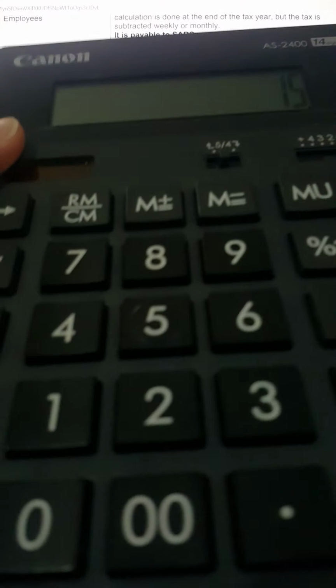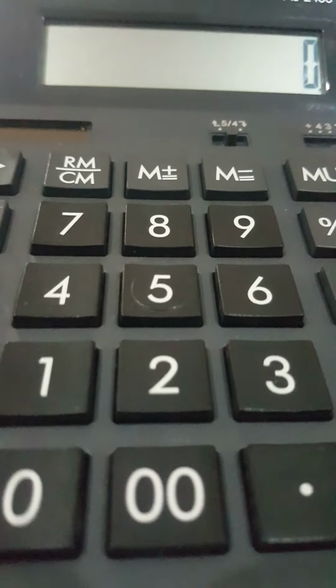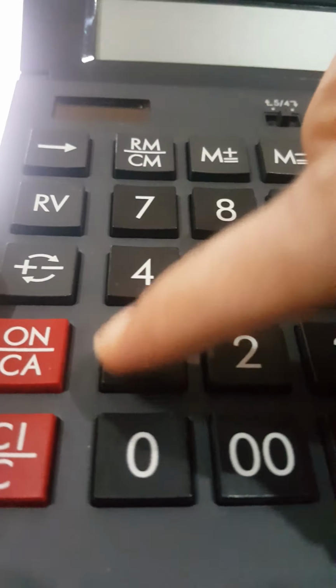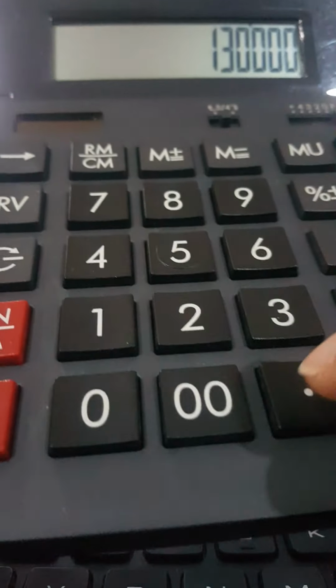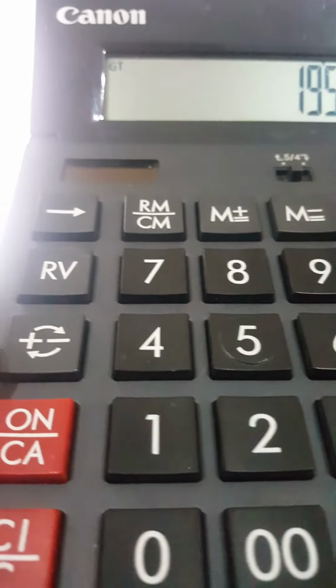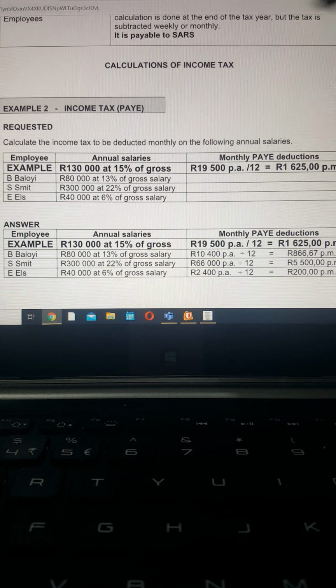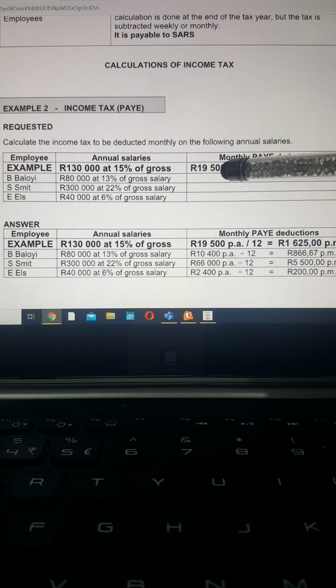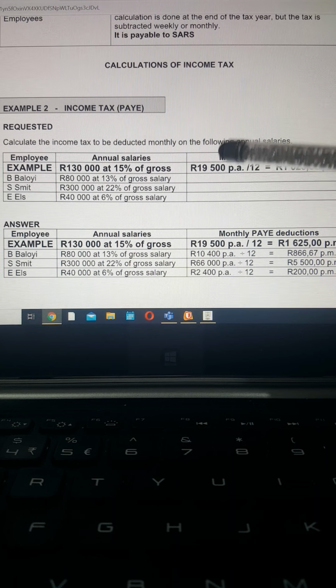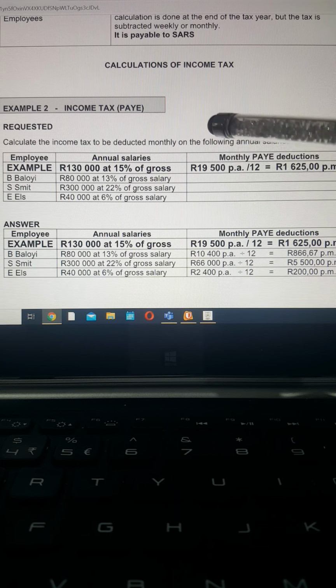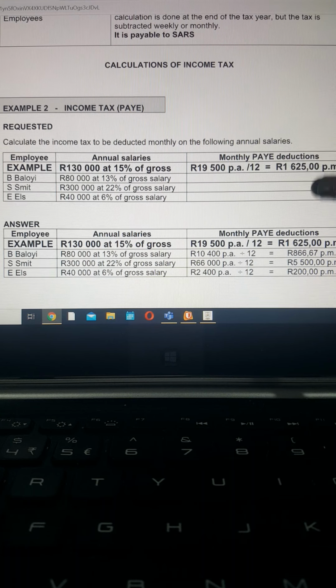So let me just show you on the calculator. See the calculator here, right? So I'm going to take 130,000 and I'm going to multiply it by how much? 15%. Okay, and what am I going to get? I'm going to get 19,500 Rand. So this is how they've worked out 19,500 Rand of tax for the whole year, right? They took 15%, multiplied it by the 130,000 Rand, and you're getting 19,500 Rand I have to pay for the whole year. So per month, I'm going to divide that by 12. I'm going to get 1,625 per month.